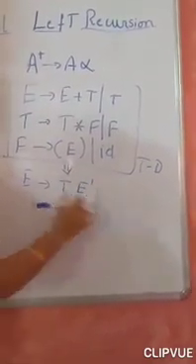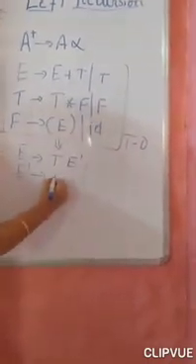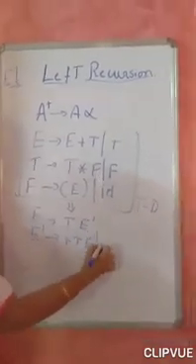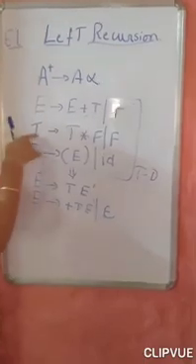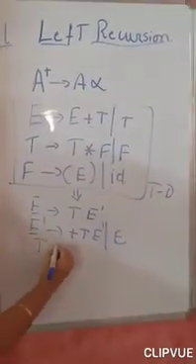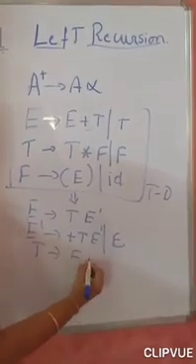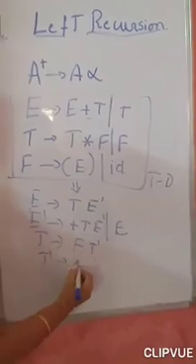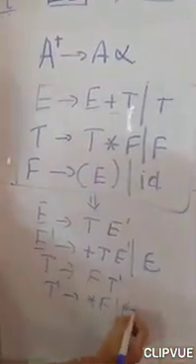Then E dash determines alpha. Alpha is nothing but plus T E dash, or it can be epsilon. Same thing here: T determines beta. Beta here is F T dash, and T dash determines alpha. Alpha is nothing but star F T dash, or epsilon.